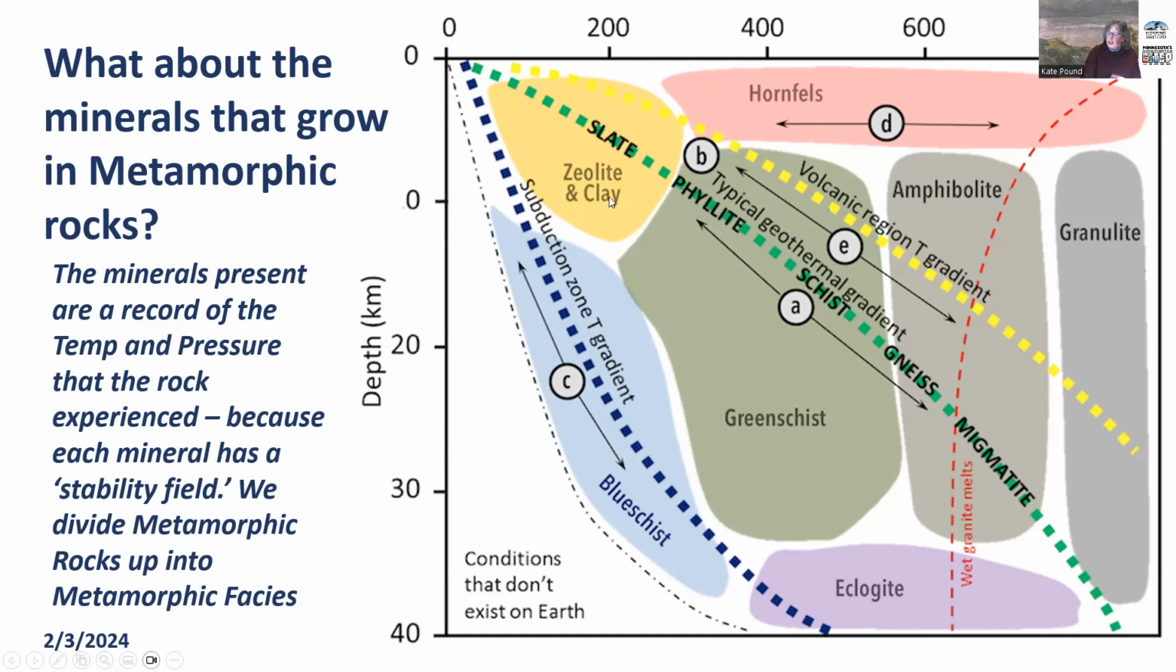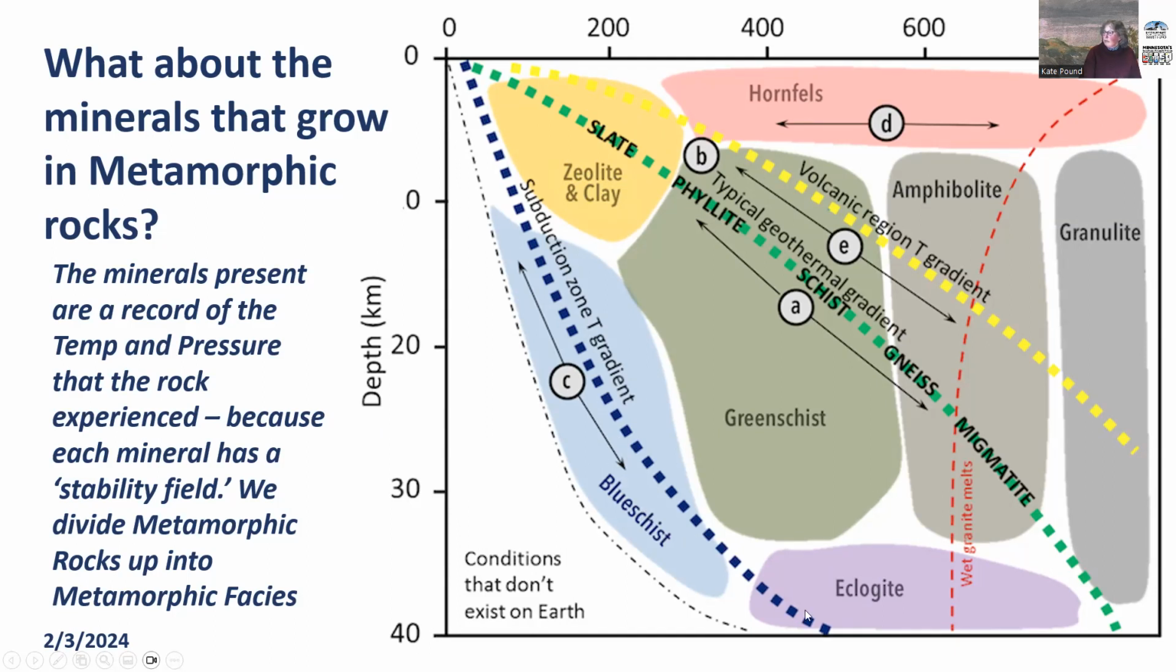I don't usually use the word clay. I don't know why that's in here. In this blue area, that is the stability field, the temperature and pressure range at which blue schist facies minerals are stable. And there's a bunch of different minerals that will all form together that are characteristic of each facies.